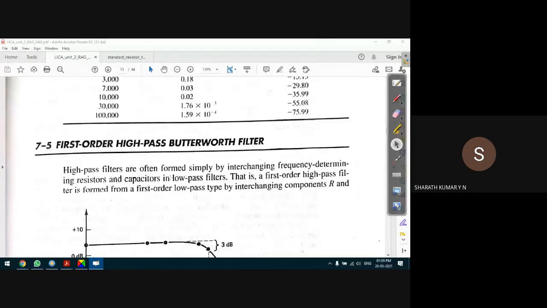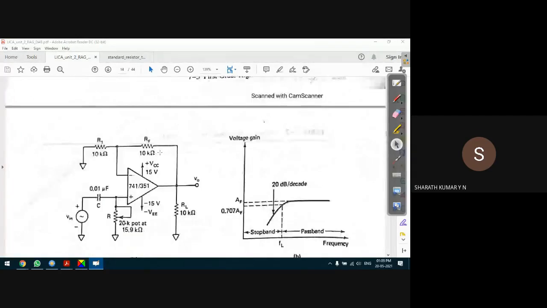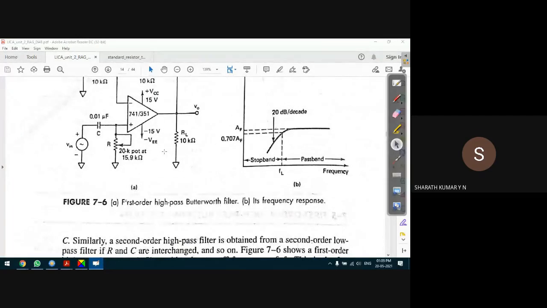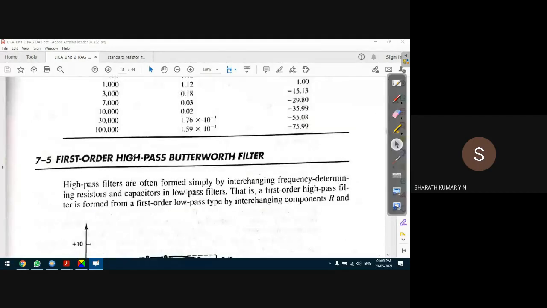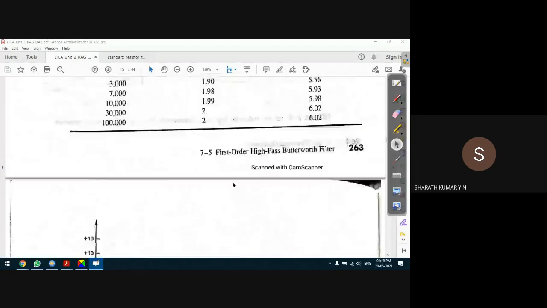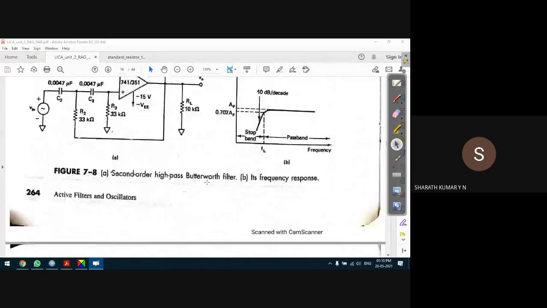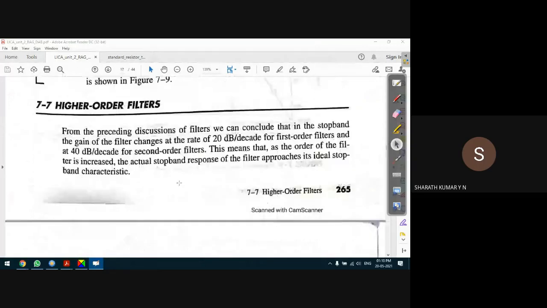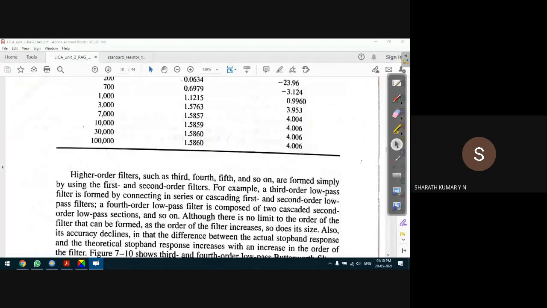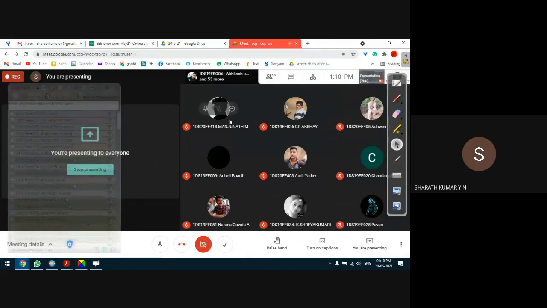First order high pass Butterworth filter. This is the high pass filter. I'll continue from this high pass filter in the next class. First order high pass filter: we'll discuss the circuit operation, design, and component selection. First order, then we'll go to the second order filter. All our discussion is limited to only Butterworth filter, because that is the commonly used filter in noise cancellation circuits.